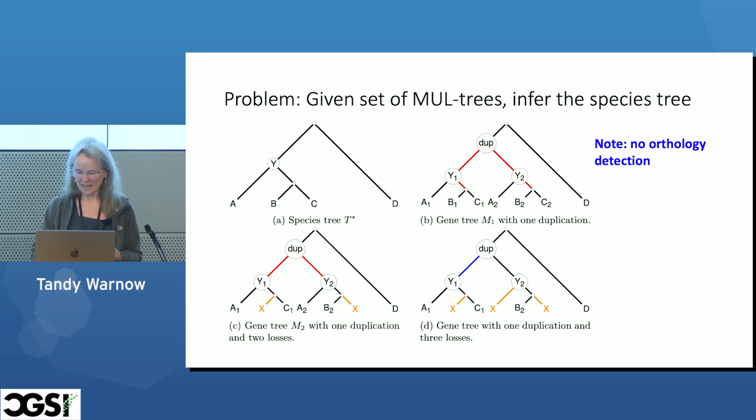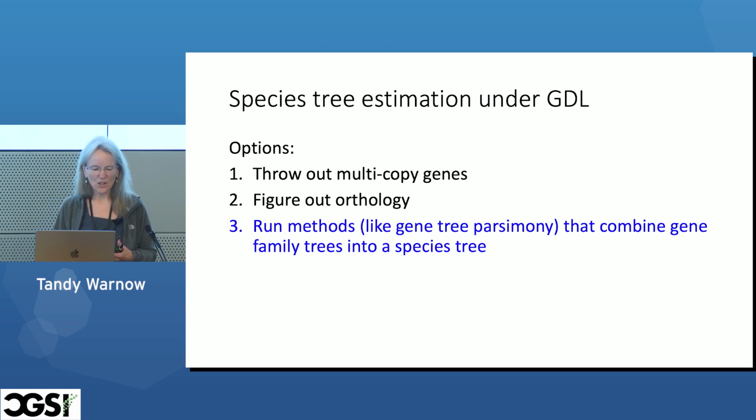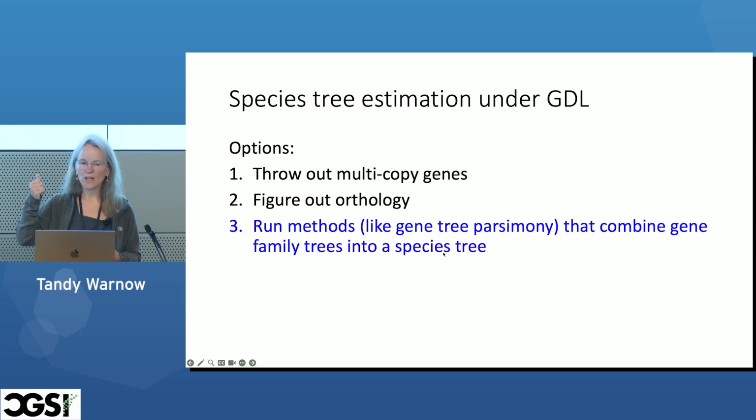So how do you get from a collection of multrees, okay? You can throw out multi-copy genes. That's what we did in the plant transcriptome project. You can try to figure out orthology, but that is not solved. Or you can run methods that combine gene family trees. There's various methods that do this. Some of them are based upon minimizing duplications and losses. Others do other things, okay? So 3 basic ideas, and we're interested in this 3rd one. Remember statistical consistency. We're interested in what methods can we prove statistically consistent.